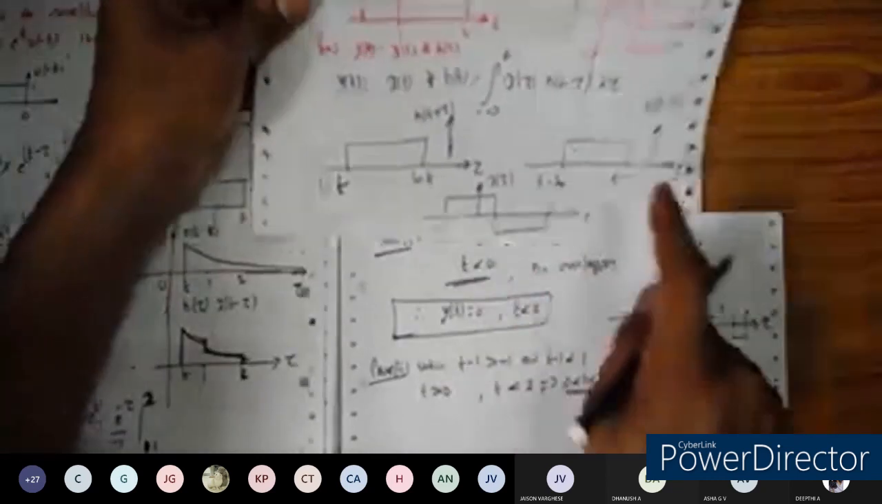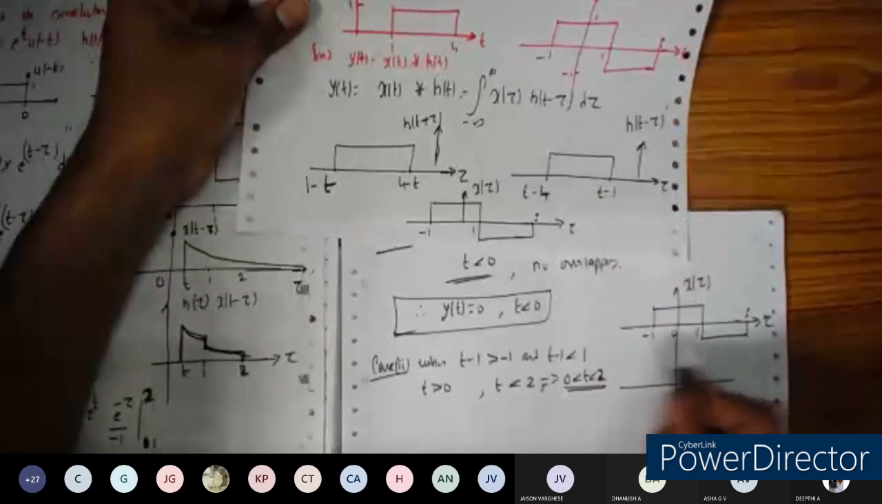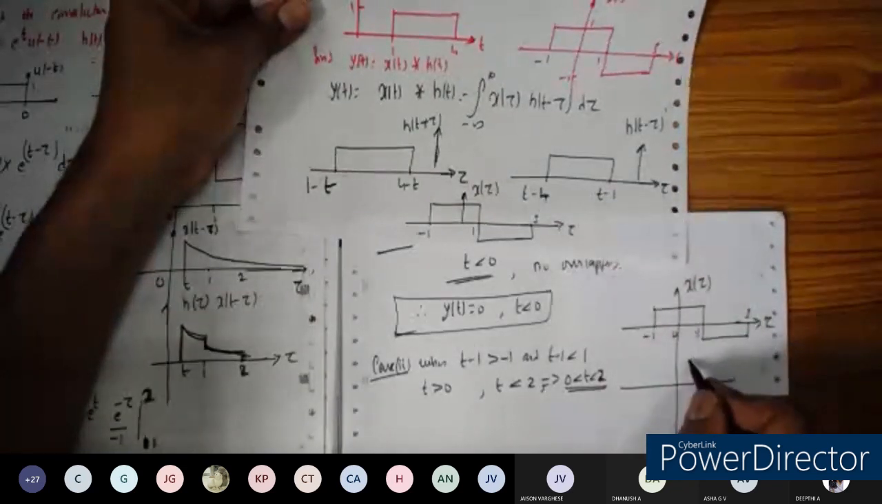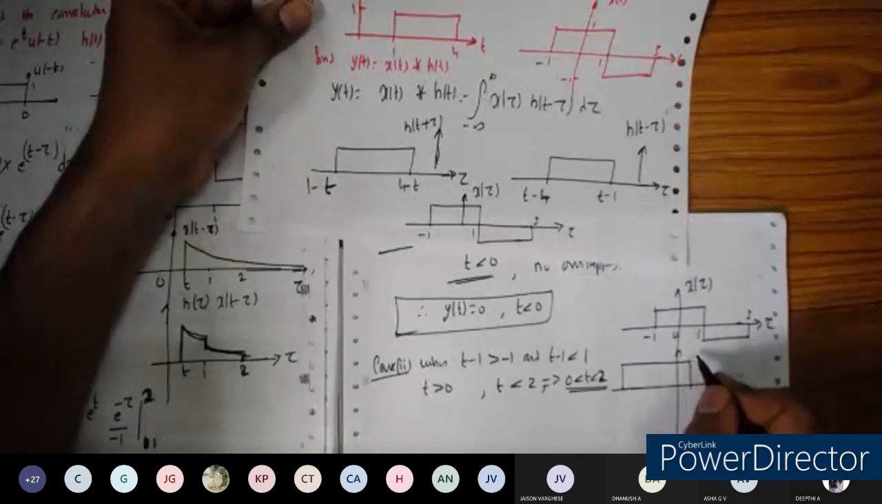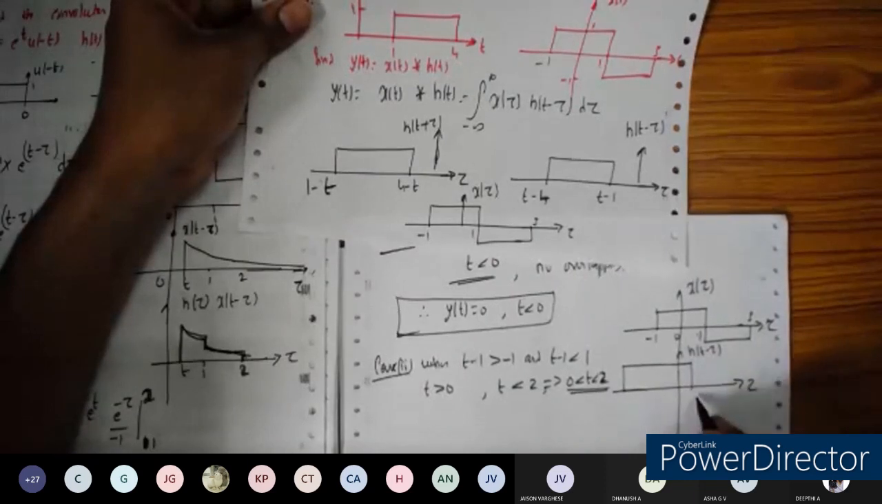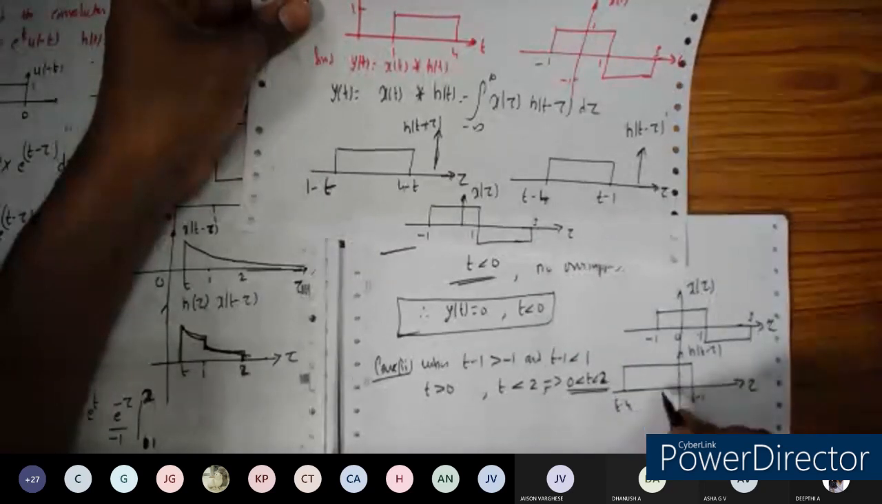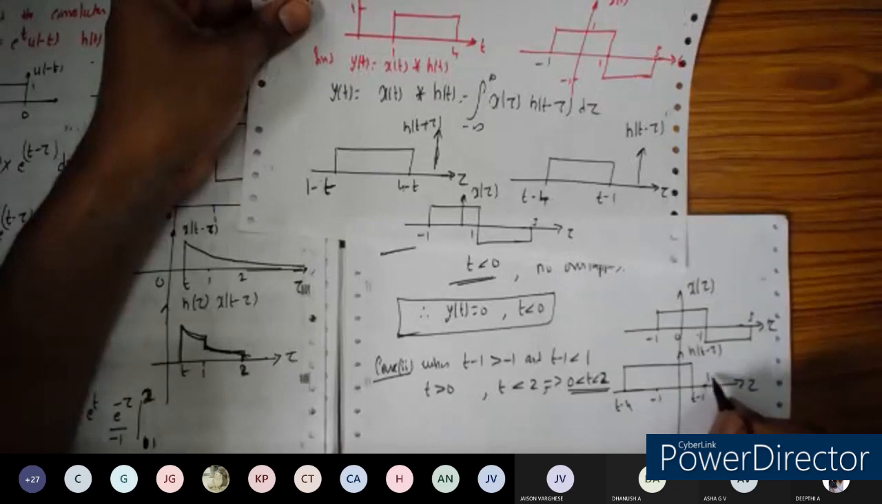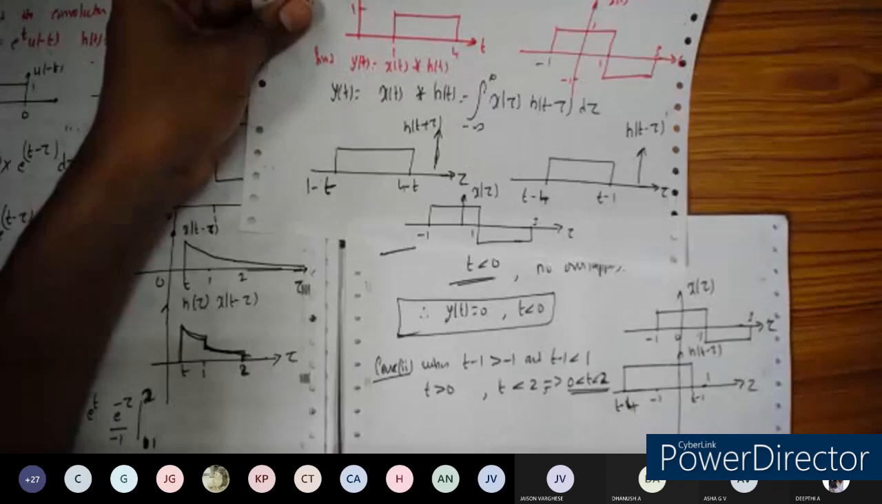And let us plot the h of t minus tau. It is going to lie somewhere between this case. So this is h of t minus tau, and this is the tau axis. Say this is t minus 1, and say this is t minus 4. And here somewhere -1 is there, and here +1 is there.